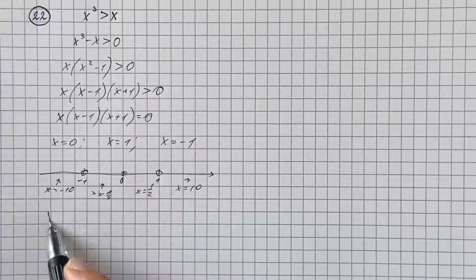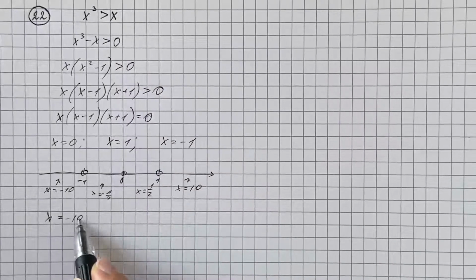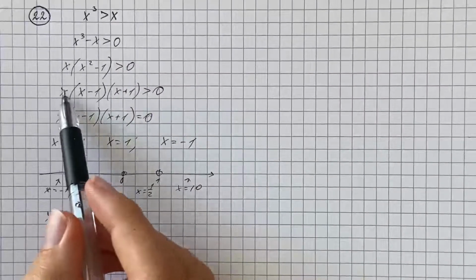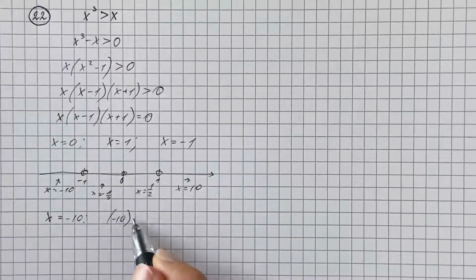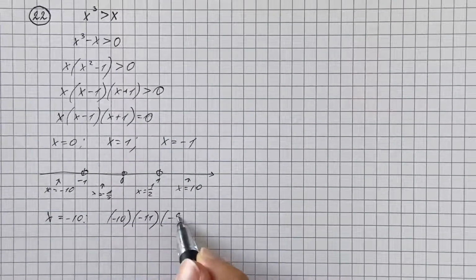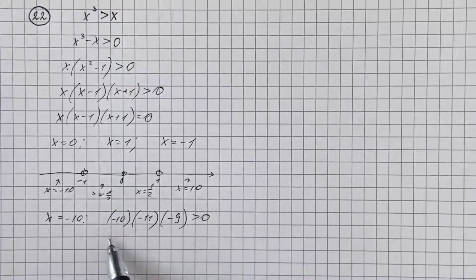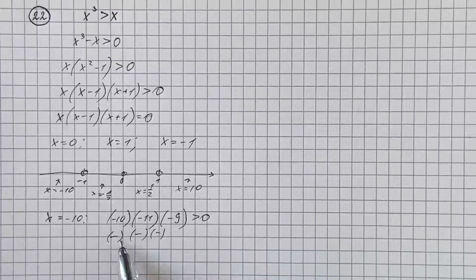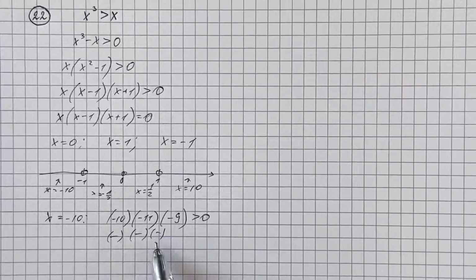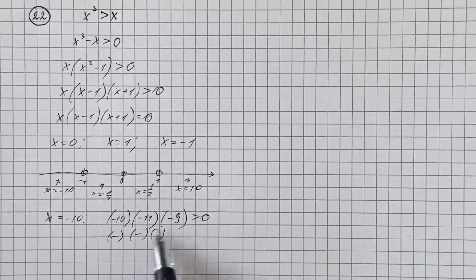So we're going to start with x equals negative 10, so we substitute it in our inequality, and that's going to be negative 10 times negative 11 times negative 9, and that's going to be negative times negative times negative. So negative times negative will give us positive, and positive times negative we will get negative, so it's not greater than 0.